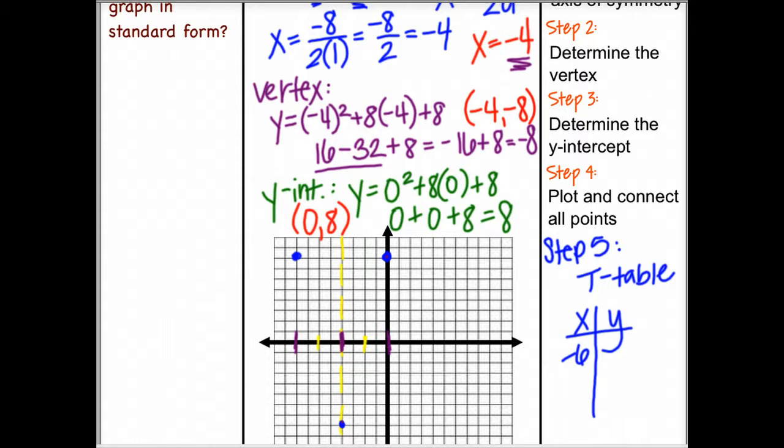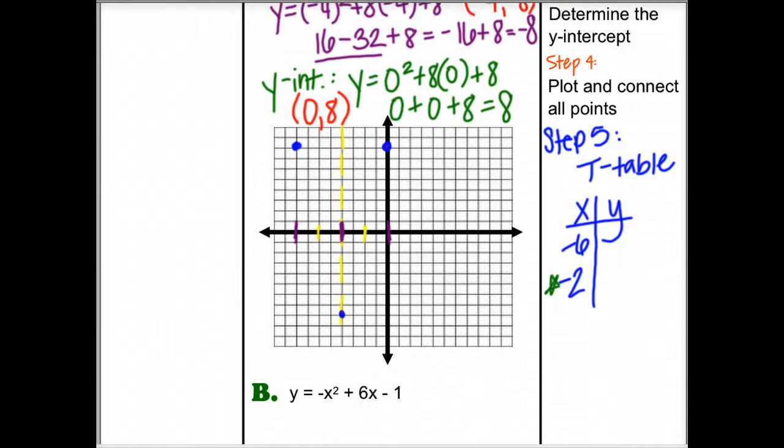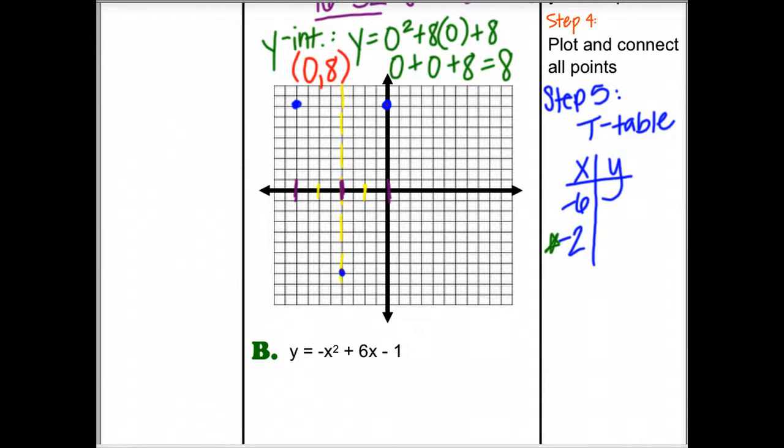It really doesn't matter as long as you pick them on equal sides of the vertex. If you want to go one away from the vertex or the axis of symmetry, that is fine. But either way, if you go equal sides, then you know you're going to have the same y values, so you only really have to check one. I'm going to check negative 2 because it's smaller, making my life a little bit easier. So I'm going to do y equals negative 2 squared plus 8 times negative 2 plus 8. Negative 2 squared is 4. 8 times negative 2 is negative 16 plus 8. 4 minus 16 is negative 12 plus 8 is negative 4.